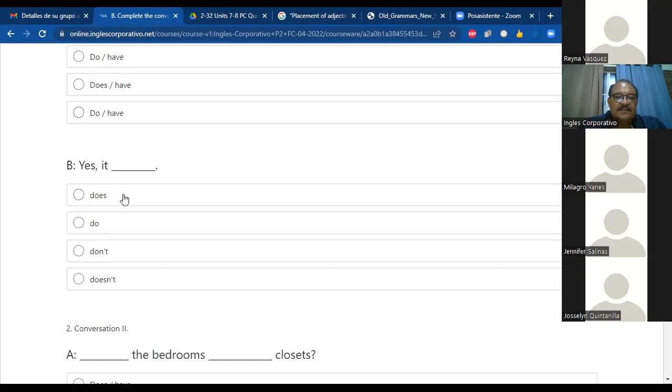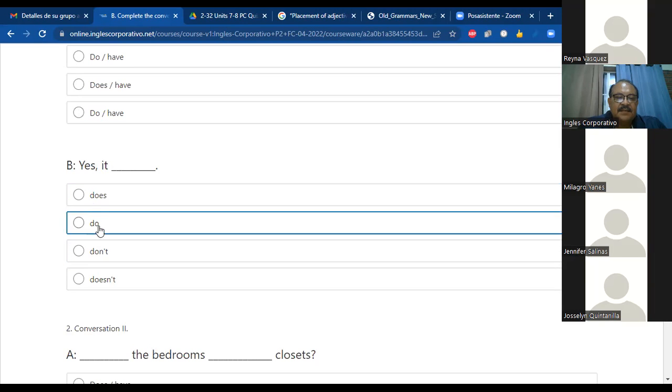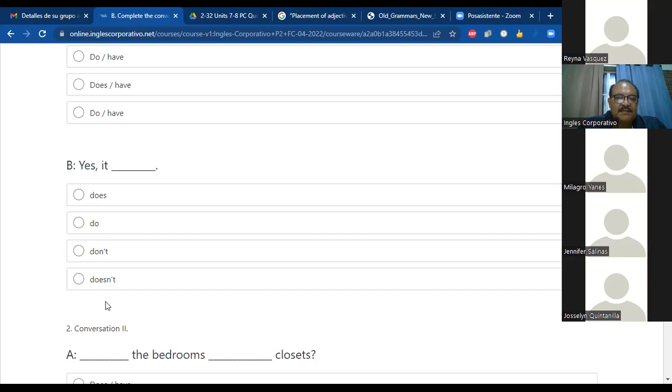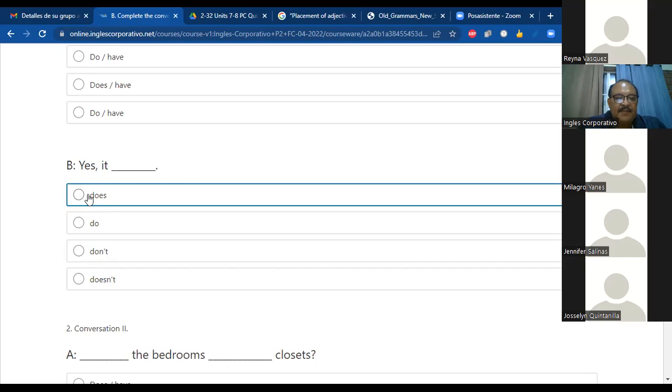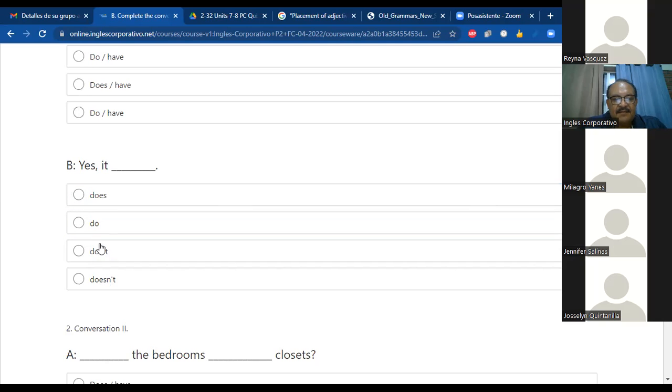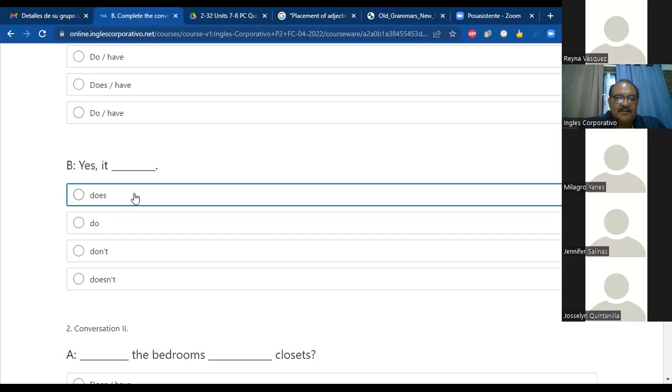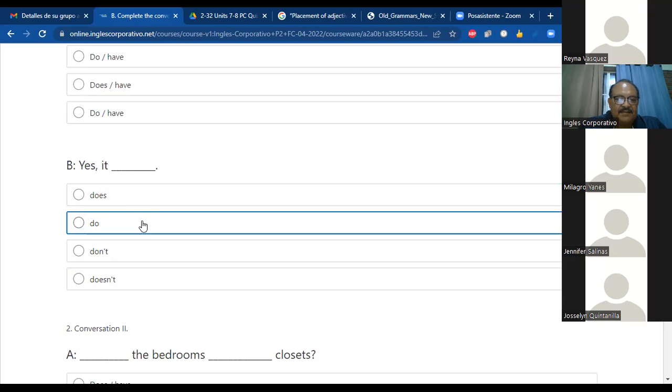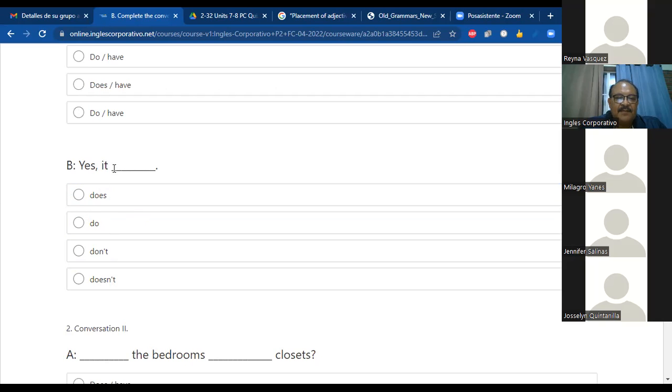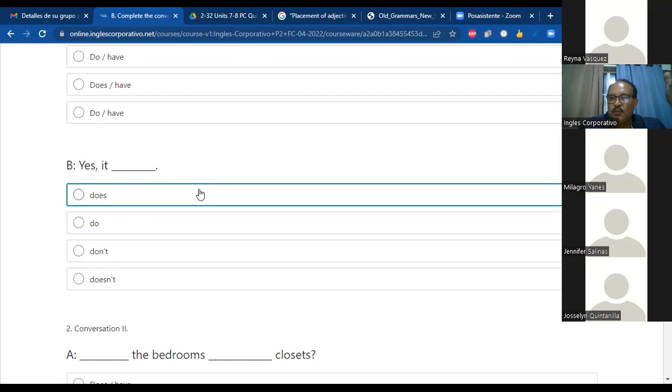It what? Doesn't. Does, do, don't, doesn't. It does. Aquí, por ejemplo, una estrategia es eliminar las dos negativas porque está hablando de sí. Entonces, las dos últimas definitivamente no. Entonces se quedan con las dos opciones, do or does. Acuérdense que para el it, he, she, it, we use does. For I, you, we, you, they, we use do.